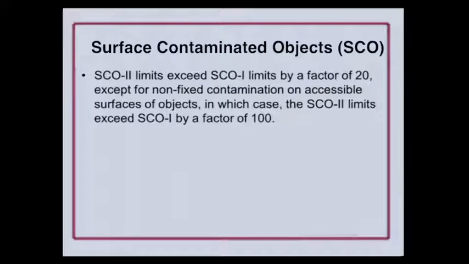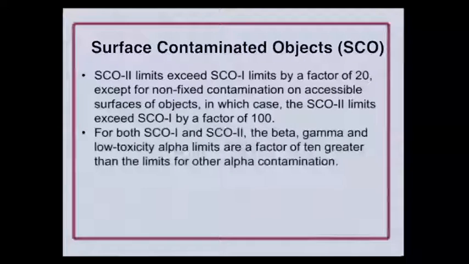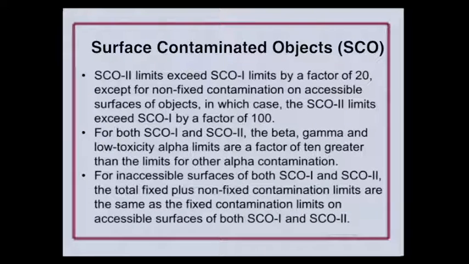For both SCO-1 and 2, the beta gamma and low toxicity alpha limits are a factor of 10 greater than the limits for the other alpha. And on the inaccessible surfaces, the total fixed plus non-fixed is the same as the fixed on the accessible surface for both 1 and 2. You don't have to remember those, that's just observations about the limits.